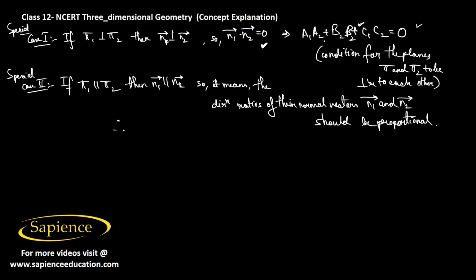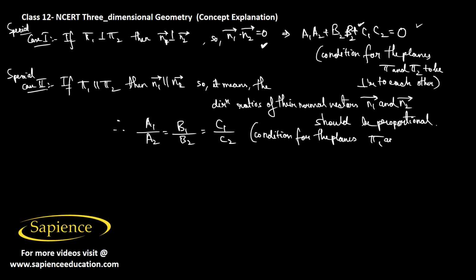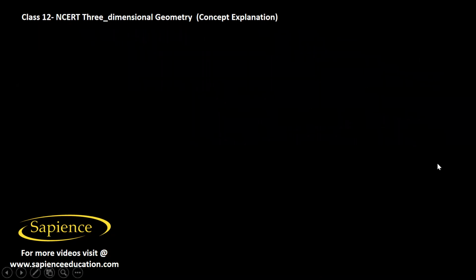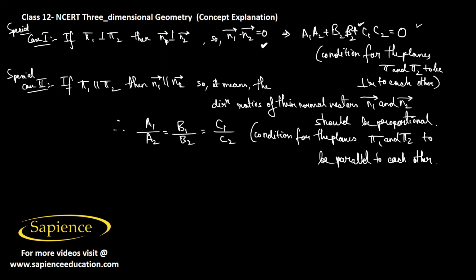Therefore, it means that the ratio of a1 and a2 should be equal to the ratio of b1 and b2, should be equal to the ratio of c1 and c2. So this is the required condition for the planes pi1 and pi2 to be parallel to each other. So we can understand this by one solved example.